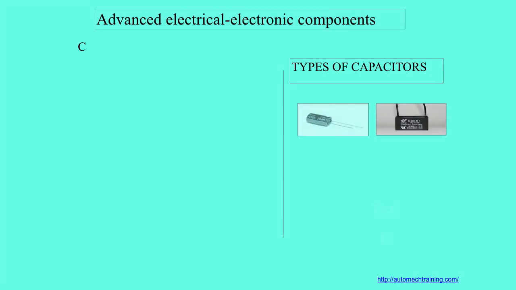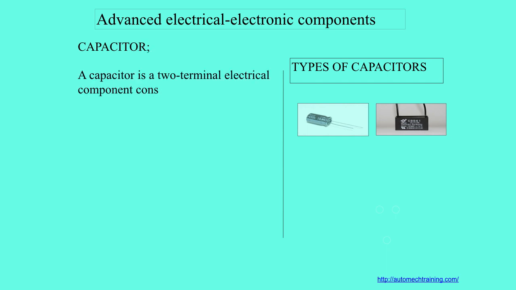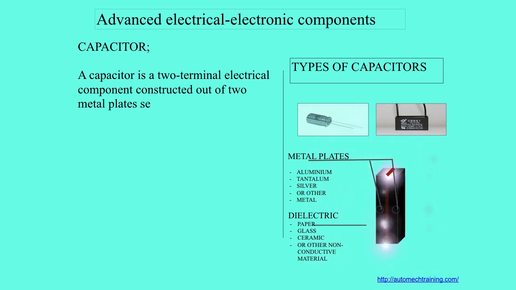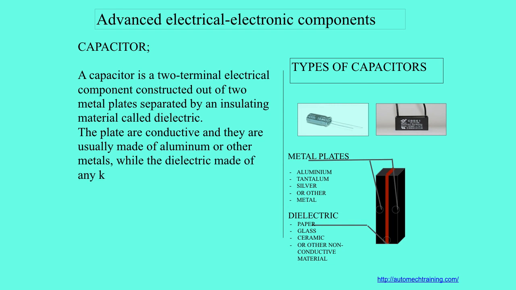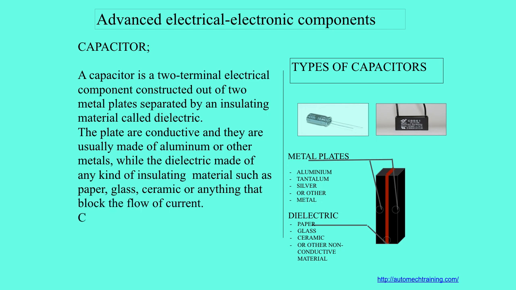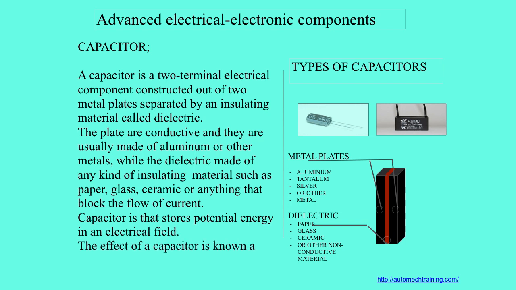Capacitor. A capacitor is a two-terminal electrical component constructed out of two metal plates separated by an insulating material called dielectric. The plates are conductive and are usually made of aluminum or other metals, while the dielectric is made of any kind of insulating material such as paper, glass, ceramic, or anything that blocks the flow of current. A capacitor stores potential energy in an electrical field. The effect of a capacitor is known as capacitance, measured in farads.